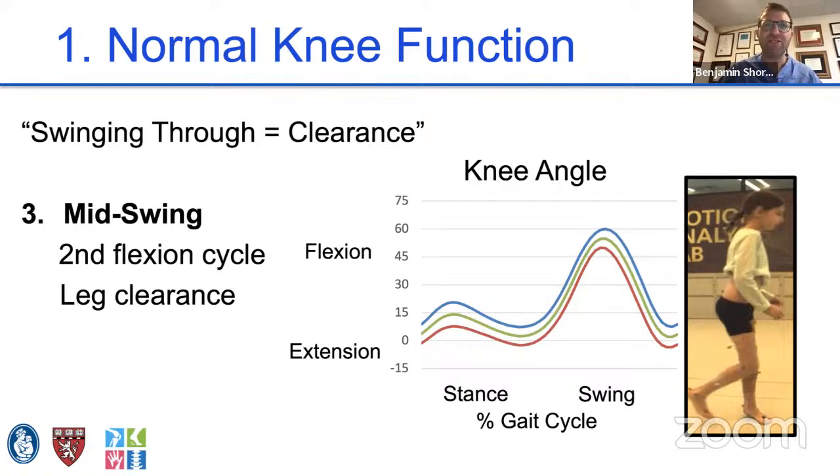We then move on to mid swing, and this is kind of the acceleration or the pendulum activity of the knee as the knee starts to go through its second flexion to facilitate clearance of the ankle. And this is a rapid phase that can be sometimes affected by muscle spasticity, in particular the rectus.